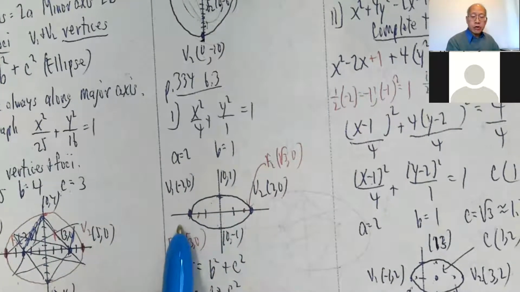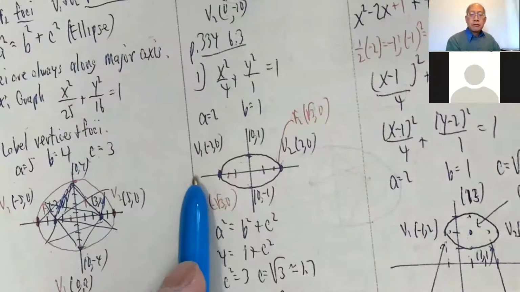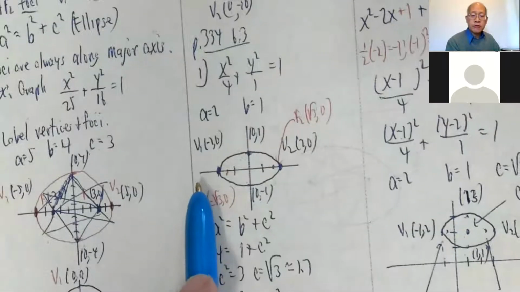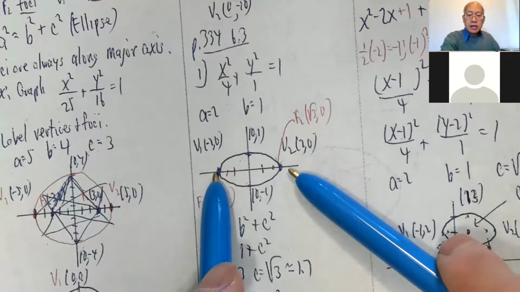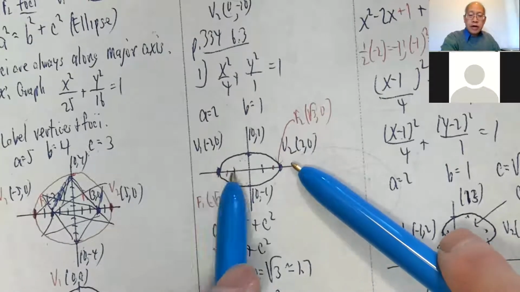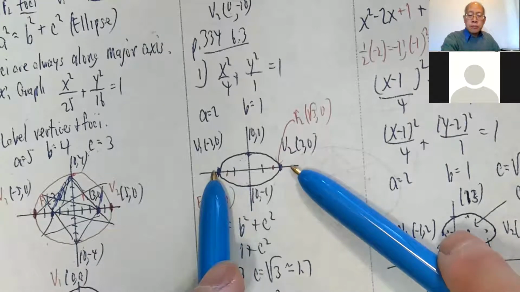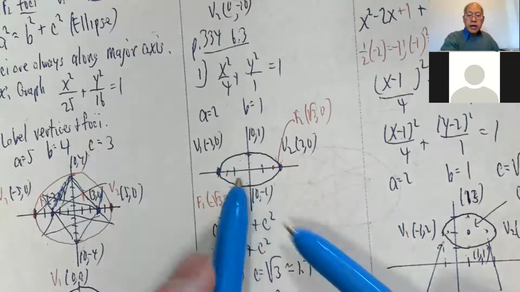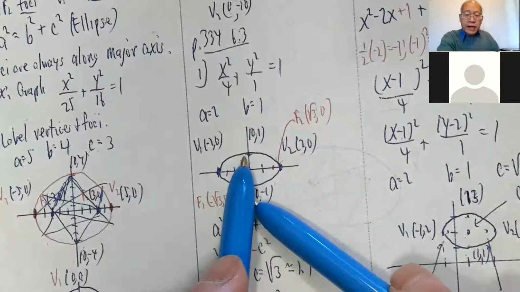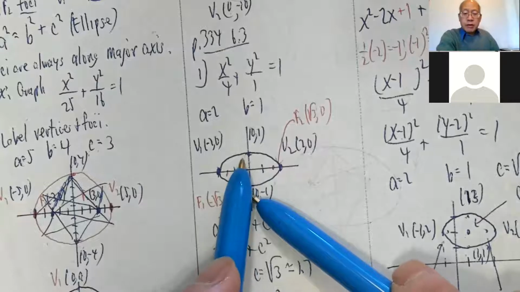Okay, here's vertex 1. The vertices is plural of vertex, 1 vertex, 2 vertices. The vertices are the endpoints of the major axis. So 2 to the left, 2 to the right: (-2, 0), (2, 0). Up and down is 1 unit: (0, 1), (0, -1), the endpoints of the minor axis, and there's no special name for them, just endpoints of the minor axis.